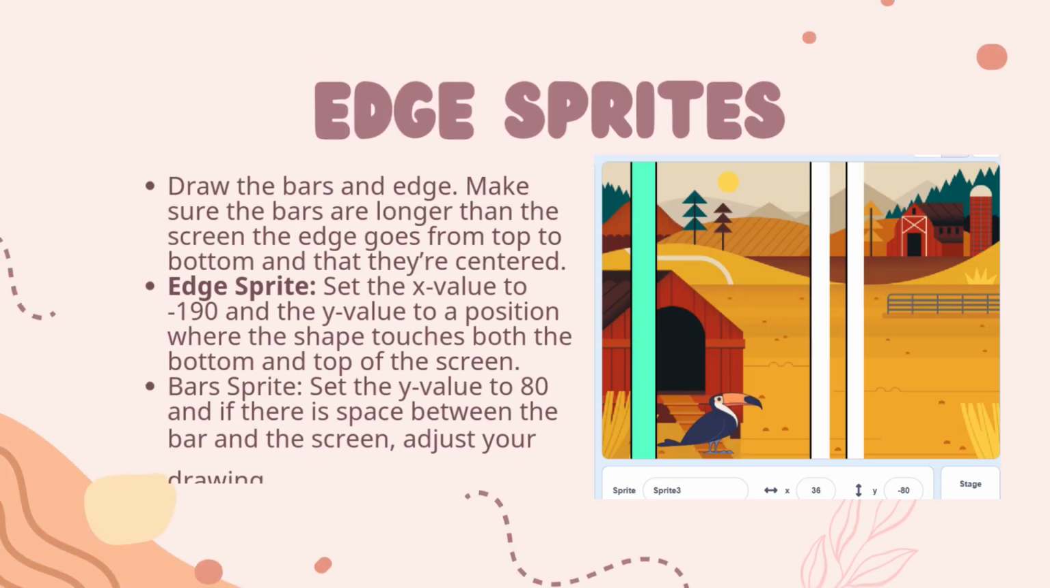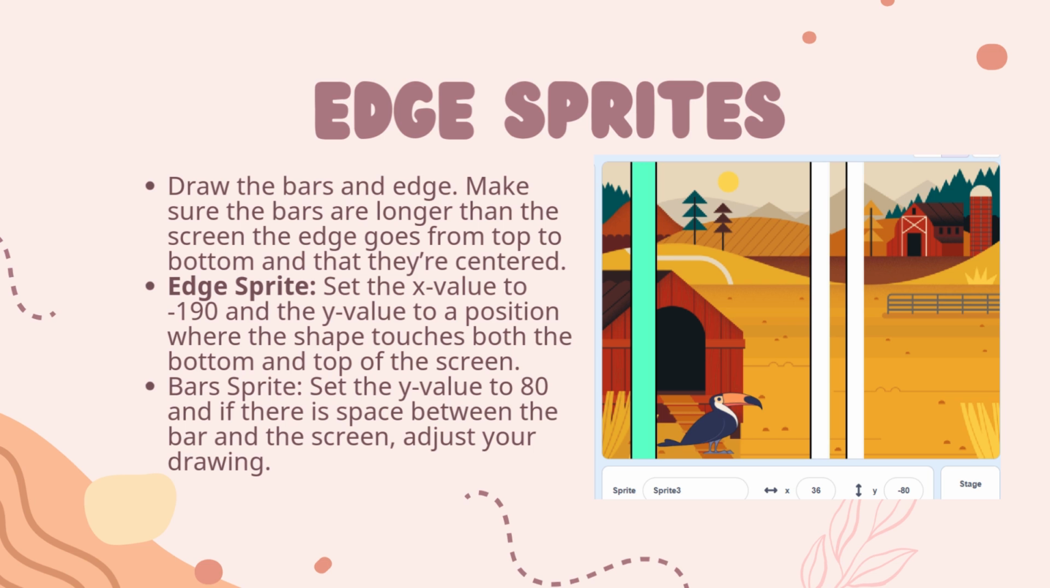Draw the bars and edge. Make sure the bars are longer than the screen and that the edge goes from top to bottom and that they are centered. To set up the edge sprite, set the X value to -190 and the Y value to a position where the shape is touching both the top and bottom of the screen.